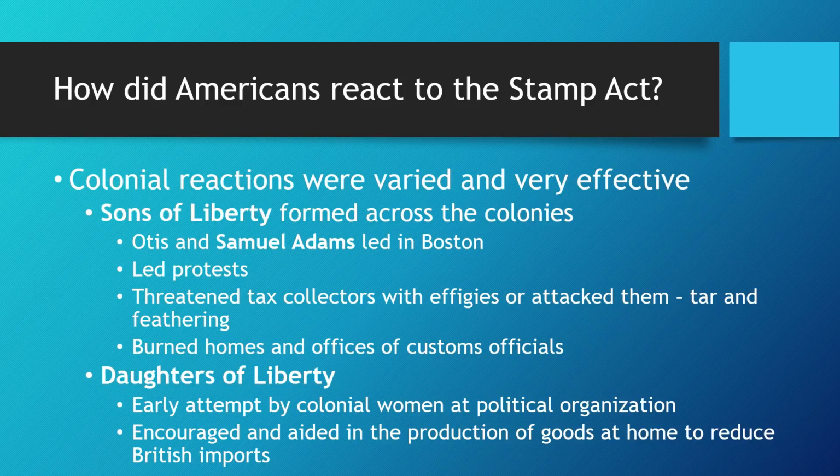They would strip the person naked, hold them down, pour hot tar all over them, and then roll them in feathers. Tar was plentiful in Boston because it was used to seal ships and prevent wood from rotting. This practice was both painful and humiliating for the victim. Sometimes the Sons would burn the homes or offices of officials to chase them out of town. The tax collectors and customs officials were not particularly well paid, and most of them quickly wanted nothing to do with their jobs. There was also an organization called the Daughters of Liberty. This was one of the first attempts by women in America to organize politically. They encouraged and aided in the production of goods at home to reduce the dependency on British imports.